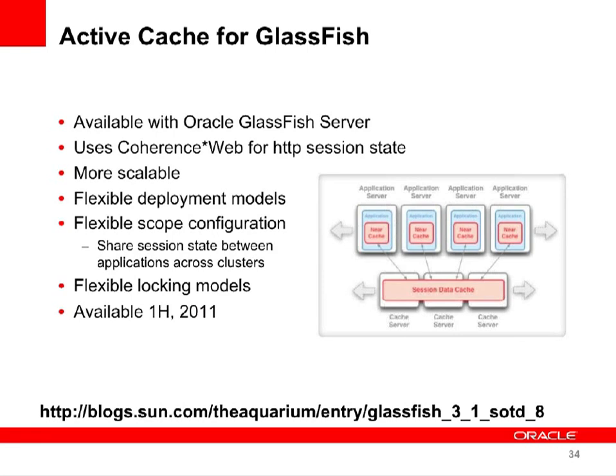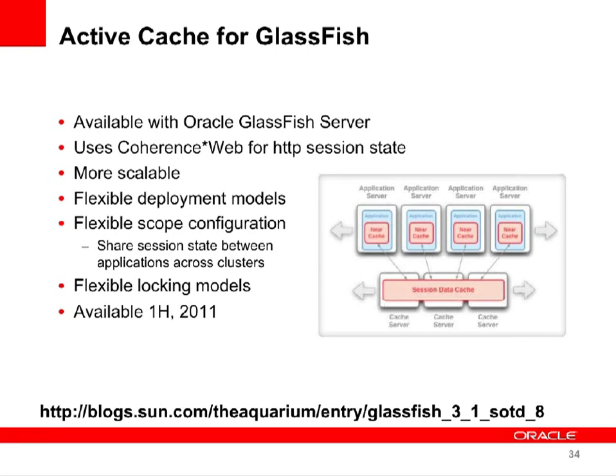And essentially what this does is we replace the HTTP session state. Instead of using in-memory session replication, where the sessions are stored in the same JVM as the GlassFish server, we actually use Coherence Web as kind of a replacement for storing HTTP session state. And this is nice because it provides a more scalable model.